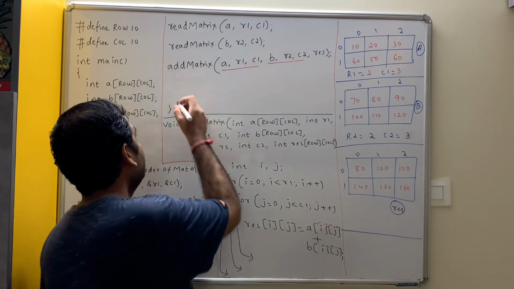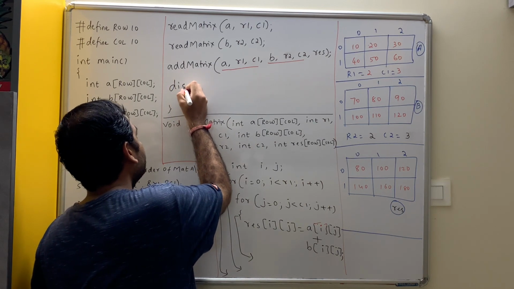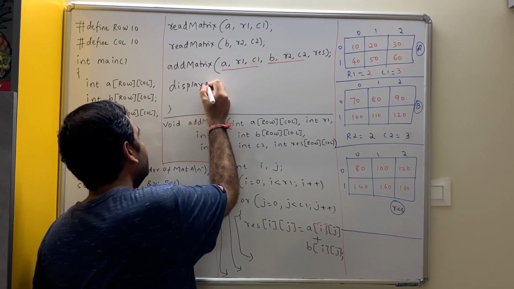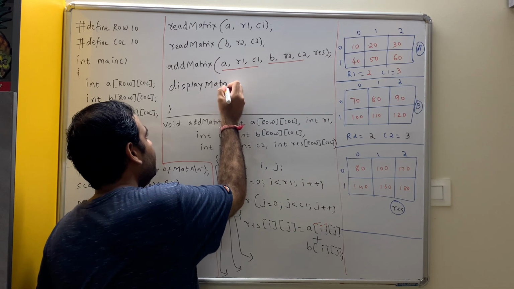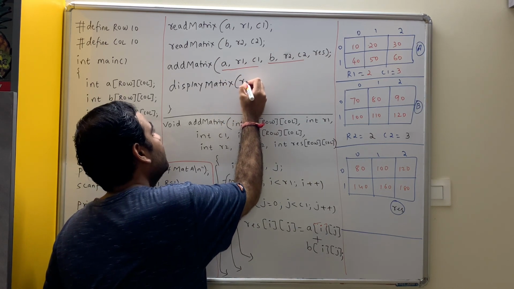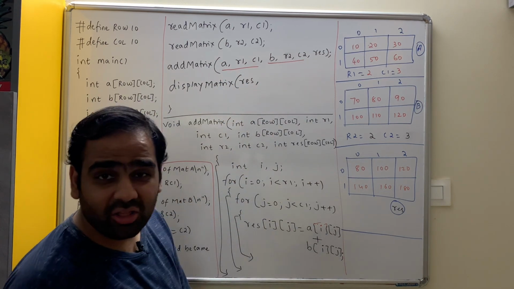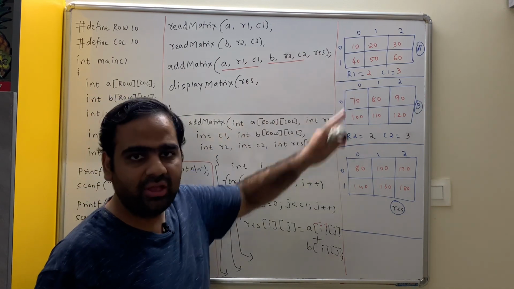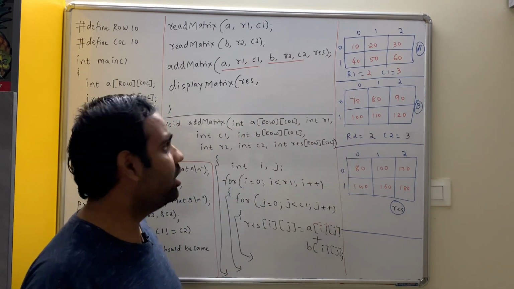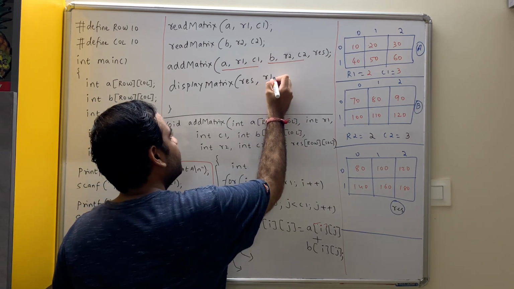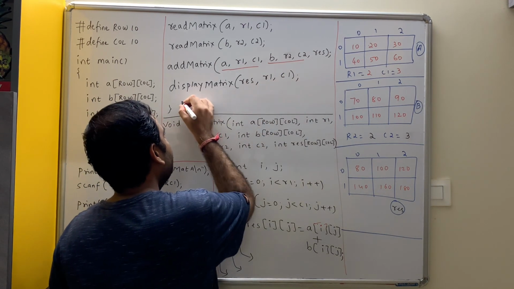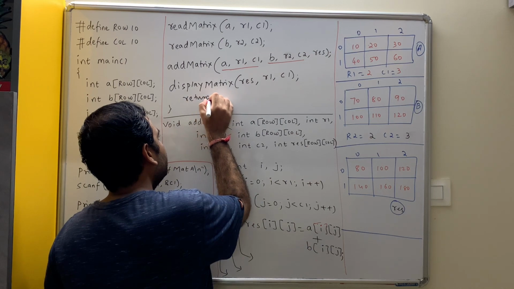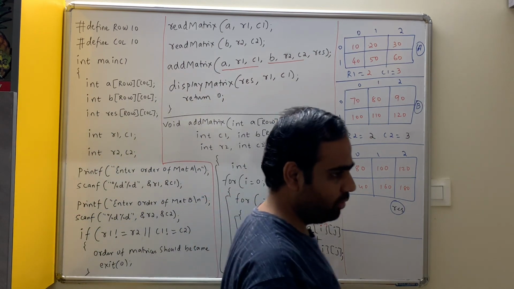Now what do we want to do? We want to display the resultant matrix. Hence I say display matrix. Which matrix do we want to display? Resultant matrix. And what is the order of the resultant matrix? It is the same as R1 cross C1 or the same as R2 cross C2. Therefore you can say R1 cross C1, and here I say return 0 and we stop the procedure.